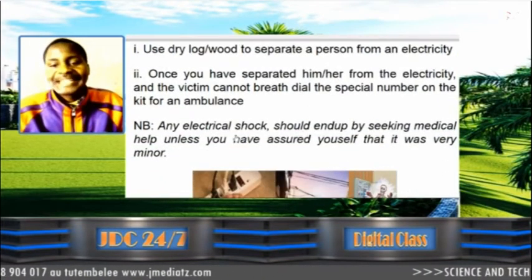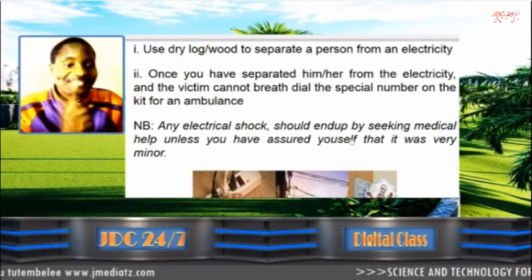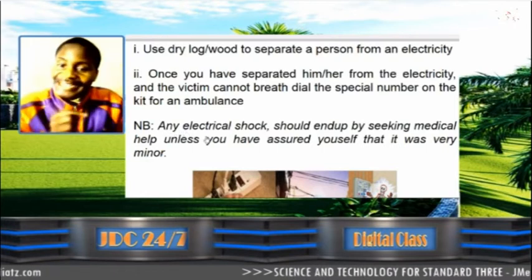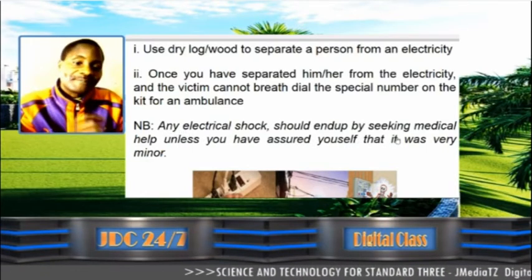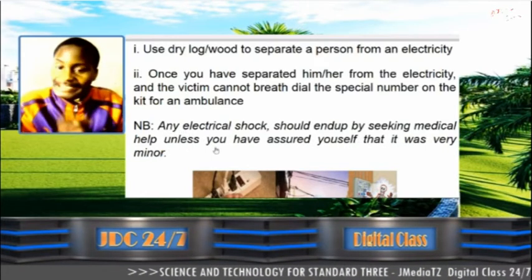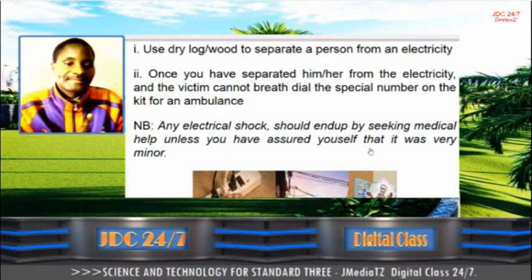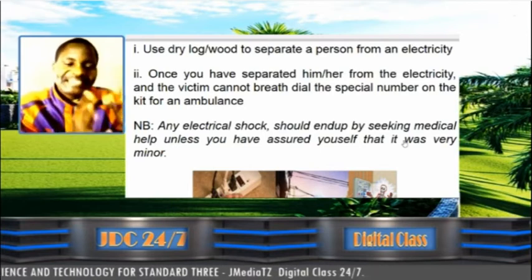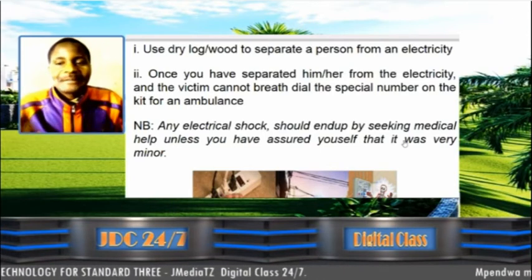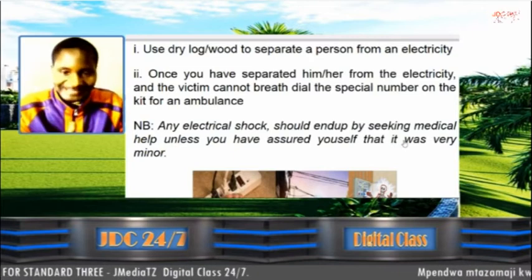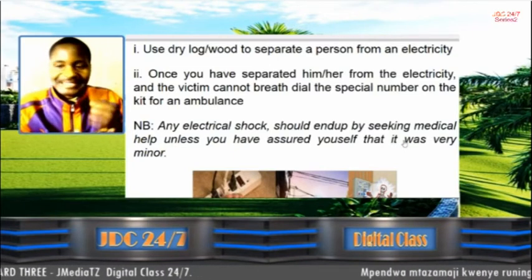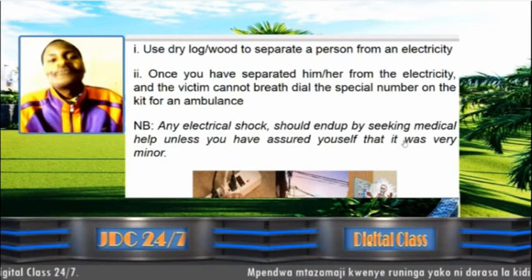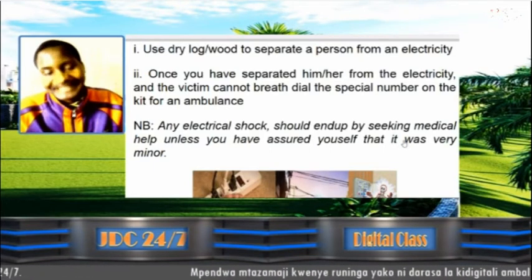Yes. So any electrical shock should end up by seeking medical help. Kids, any electrical shock should end up by seeking medical help, unless you have assured yourself that it was a very minor shock. But it is recommended that at the end of the day, you end up by calling the doctor for help, right?